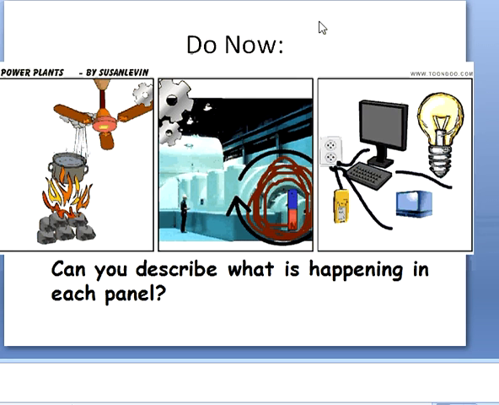Same thing with this. I want you to look and then write it down. What do you see happening here? Any conversions taking place? This is a magnet here. You can see between the South and North Pole. Anything taking place here? Some are simpler than others. What kind of conversions are going on there?